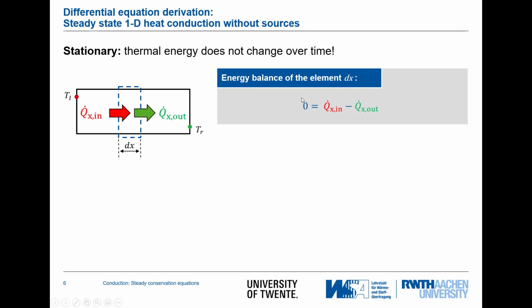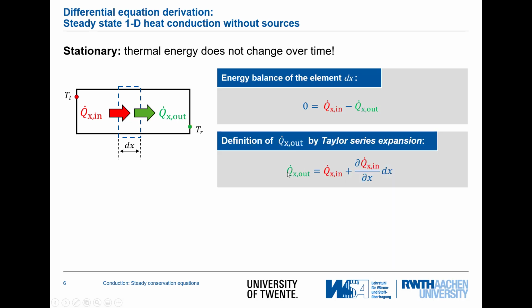Here on the right side it's already shown, and I would like to encourage you to put in the ingoing and outgoing heat fluxes that cross the boundaries of this control volume on the right side of the equation. So on the left side we have nothing, we have 0, and on the other side we have a positive one, the ingoing heat flux, and a negative one, the outgoing heat flux.